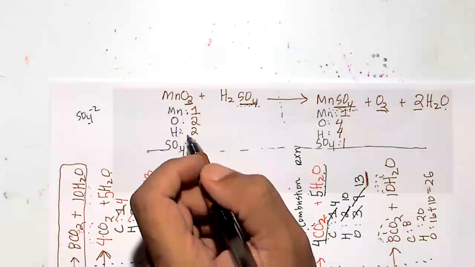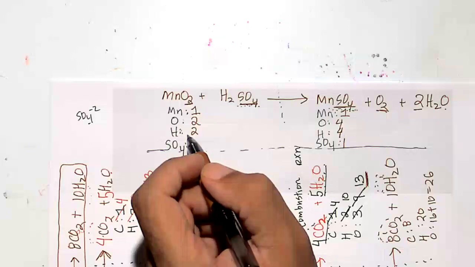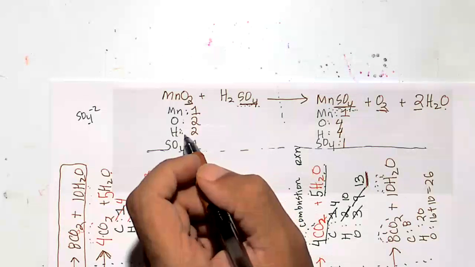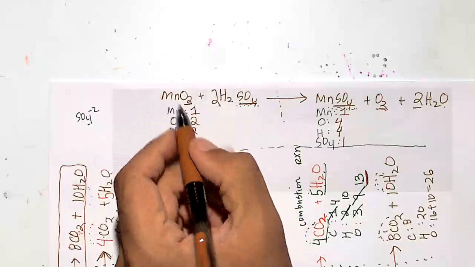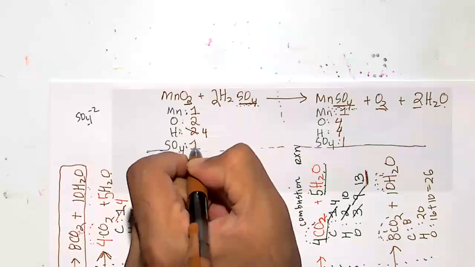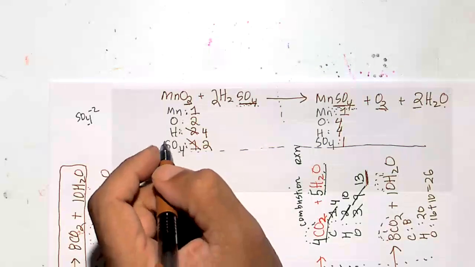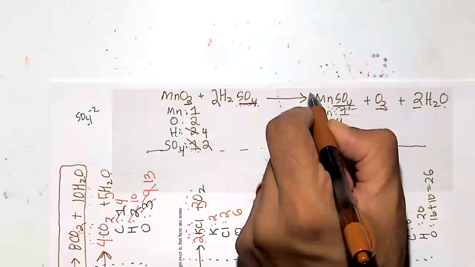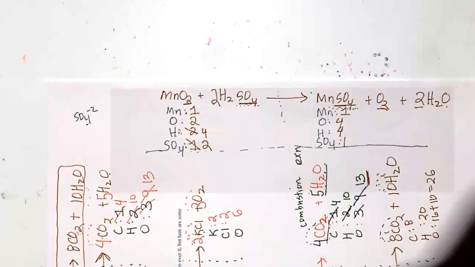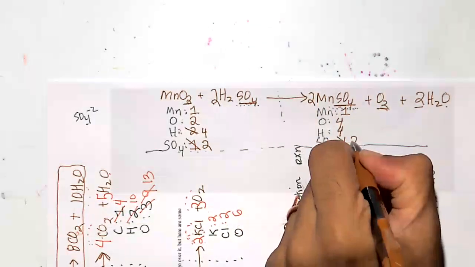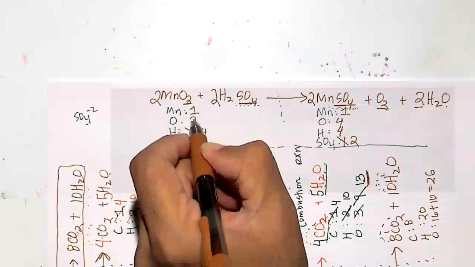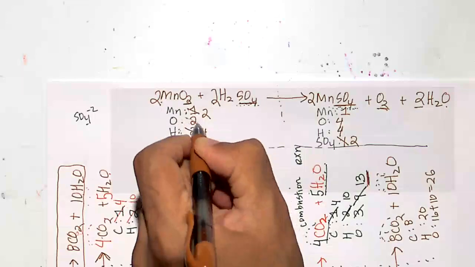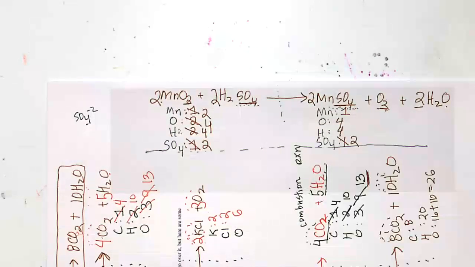All right, what do you think we can do here? Any ideas? We can double the H2SO4. If you put a 2 here, that makes that 4 and the SO4 2. And then if I put a 2 here to balance out the SO4, that gives me 2 SO4, and then I'll put a 2 here to balance out the Mn. And that gives me 4 oxygens. Yep, that's right.